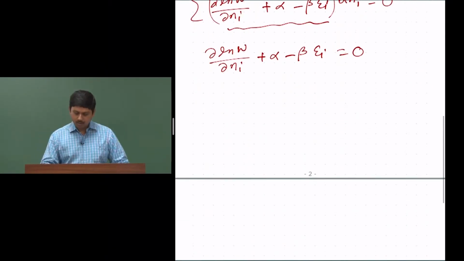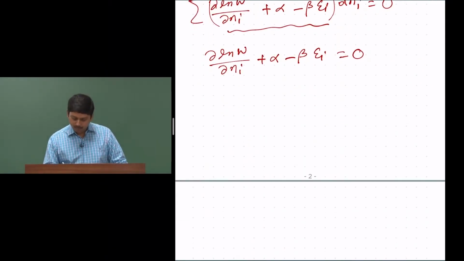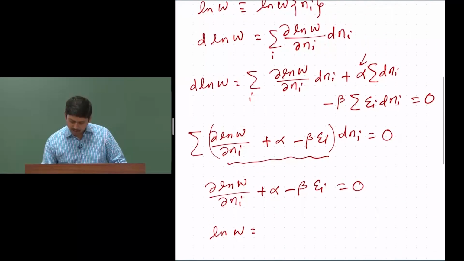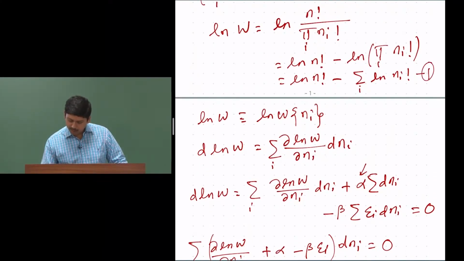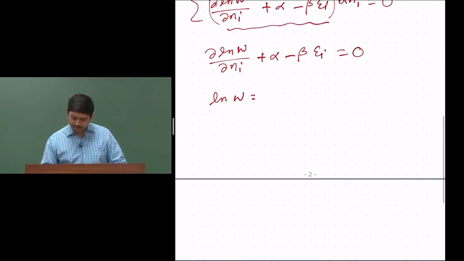What is ln W? As you know, ln W is written here somewhere. Yeah, ln W is written here, equation 1: ln n factorial minus the sum over i of ln ni factorial.